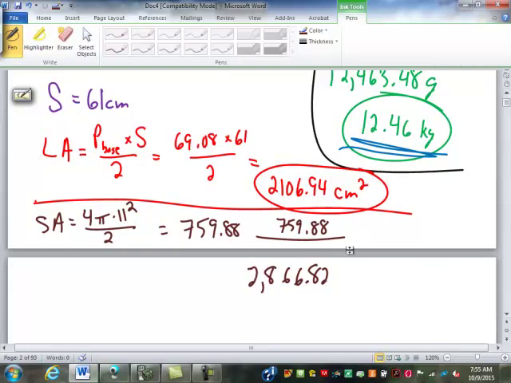So, 2,866.82 centimeters squared. Anybody have that answer? You guys ran out of time getting there? Still got the double circle? Gotcha. So you had like 1,518 for the surface area?